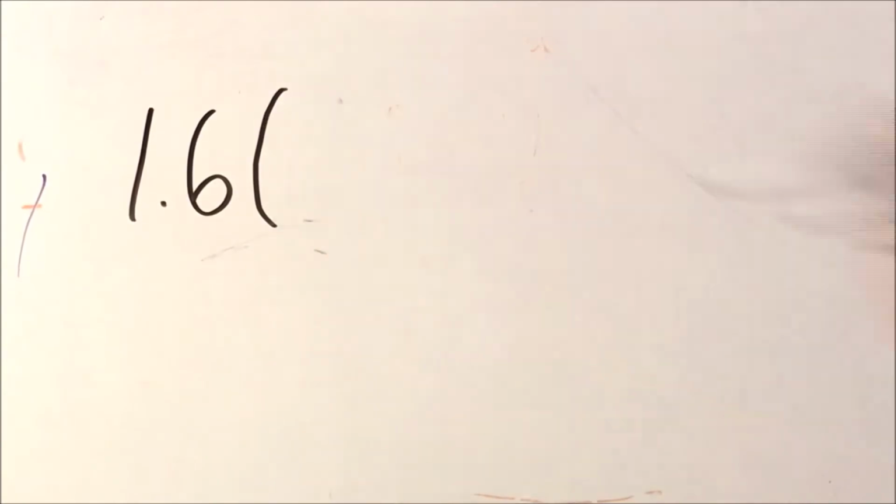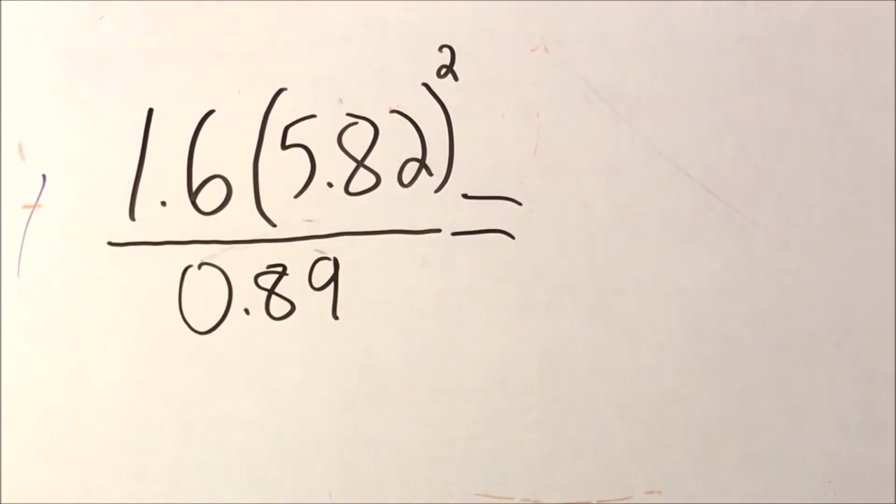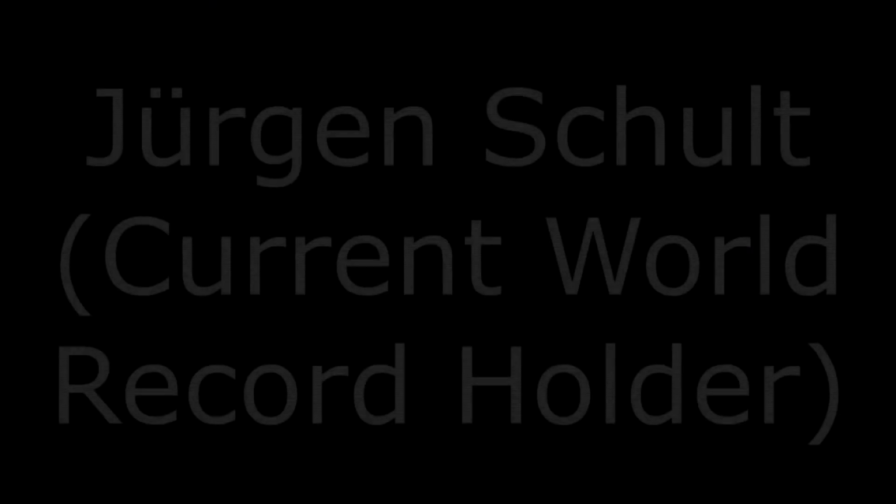We then plugged the velocity into the centripetal force equation, using the mass of the discus and the radius of the wingspan, to find a total centripetal force of 60.9 newtons.